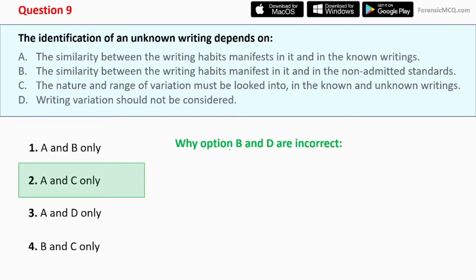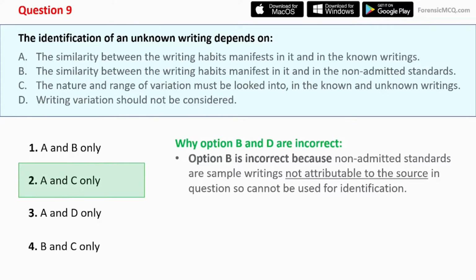Now let's check why options B and D are incorrect. Option B is incorrect because non-admitted standards are samples of writing not attributable to the source in question, so they can't be used for identification purposes.